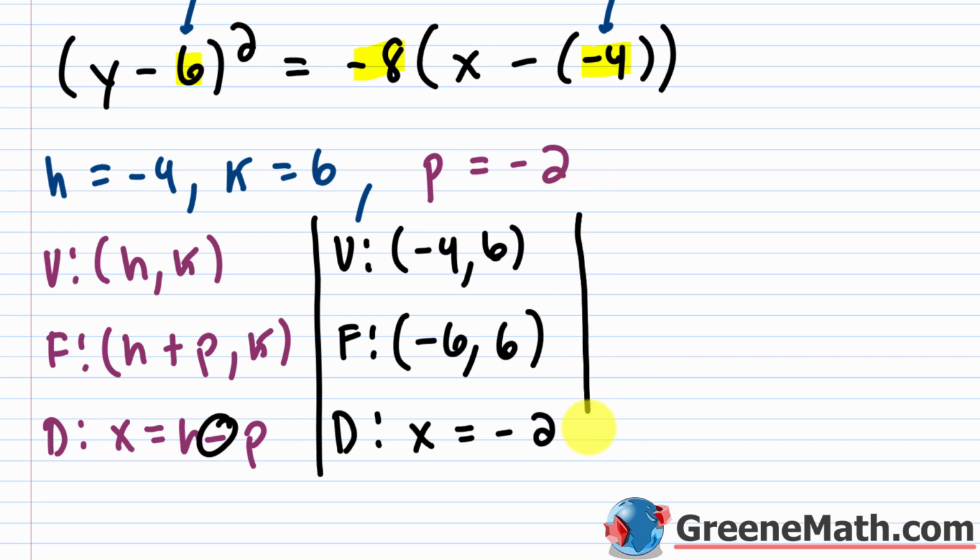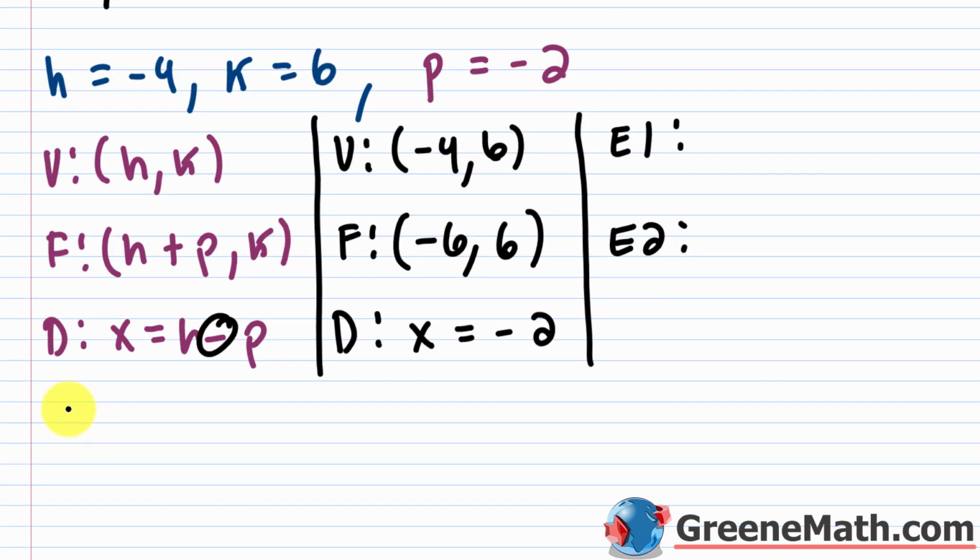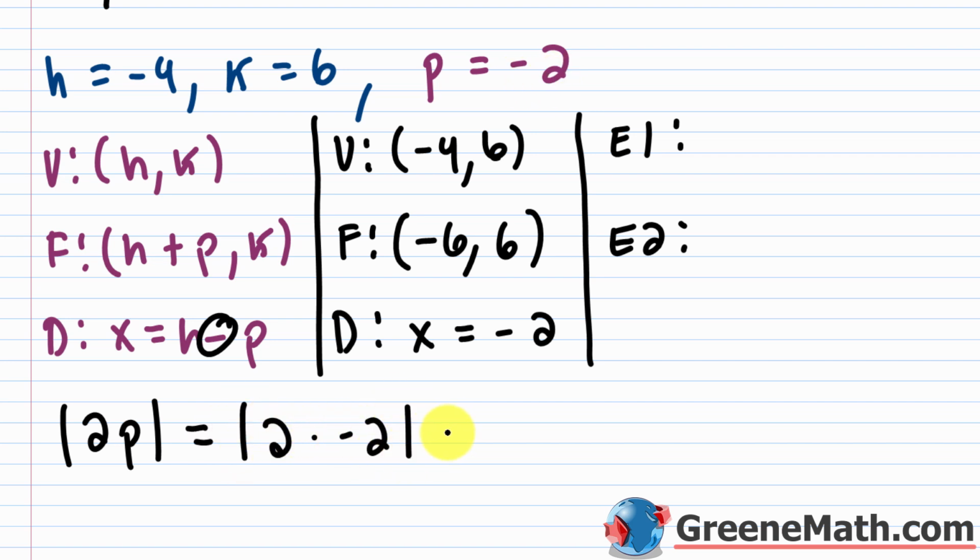Now in terms of the endpoints for the latus rectum, again, let's write E1 and E2. The absolute value of 2p here is going to be, well, p is -2, so it's the absolute value of 2 times -2, which is the absolute value of -4, which equals 4. So this is a horizontal parabola. That means I'm traveling up from the focus by the absolute value of 2p units and down from the focus by the absolute value of 2p units. So I'm going up from the focus by 4 units and down from the focus by 4 units.